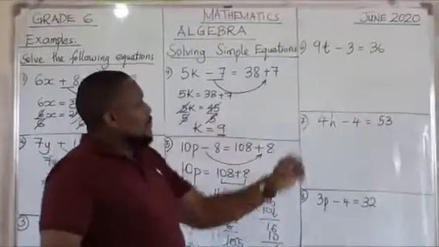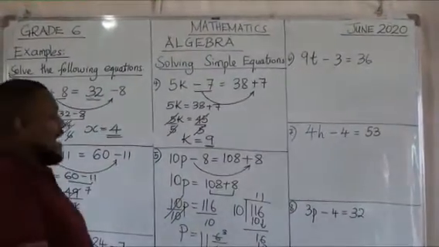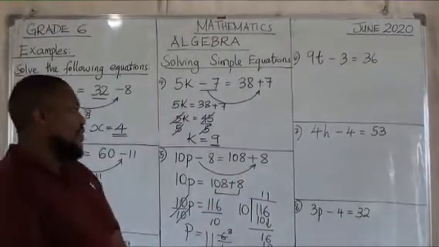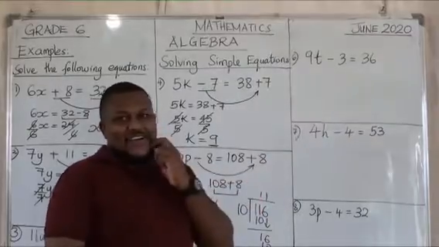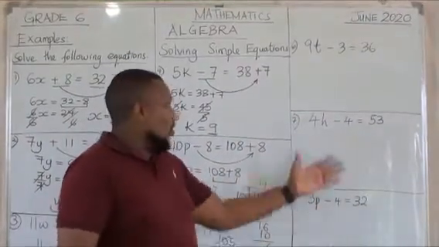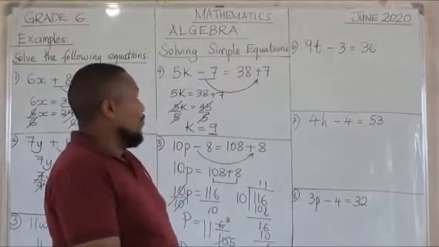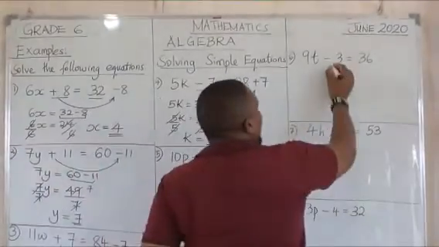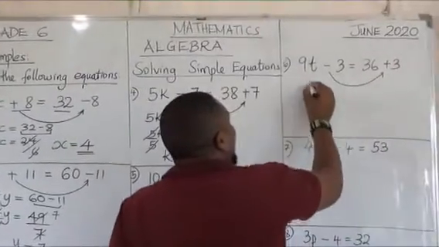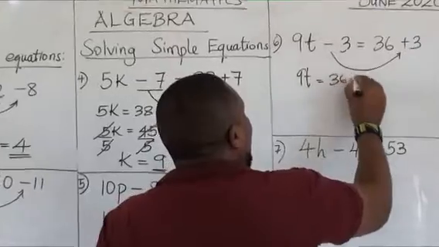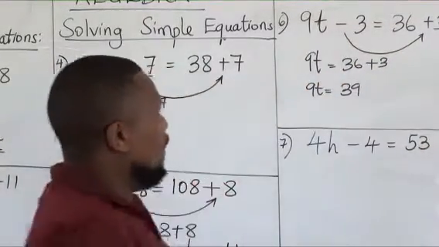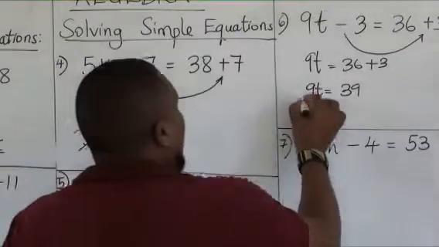I will take you to example number 6, and I will leave number 7 and number 8 undone, whereby once you listen to this video, you will try to do these two sums on your own. Therefore, I take you through this number. Take this on the other side, it will become positive 3. So 9t is equal to 36 plus 3, whereby 9t is equal to 39.